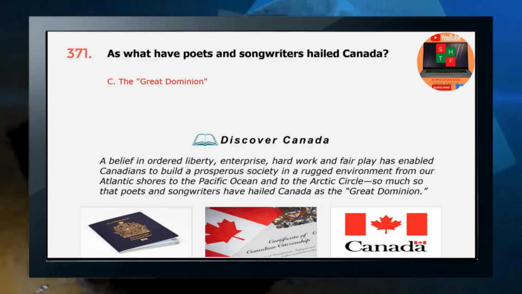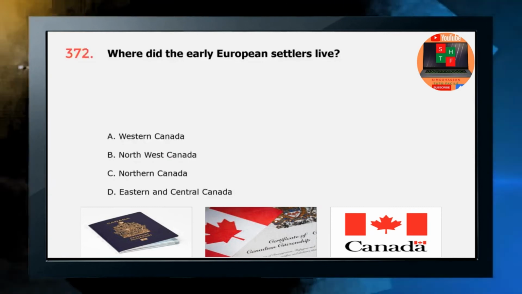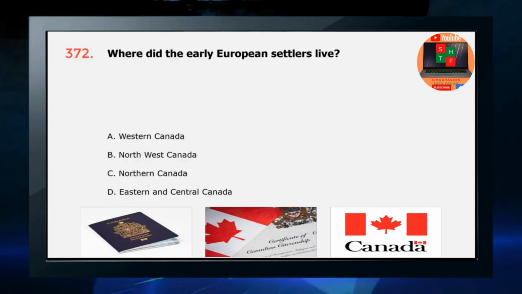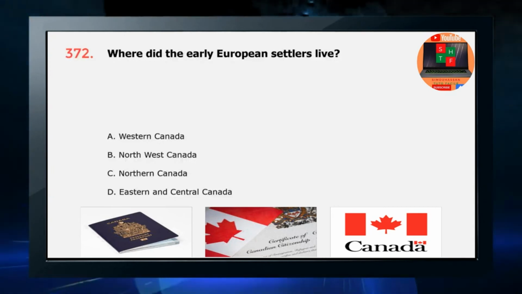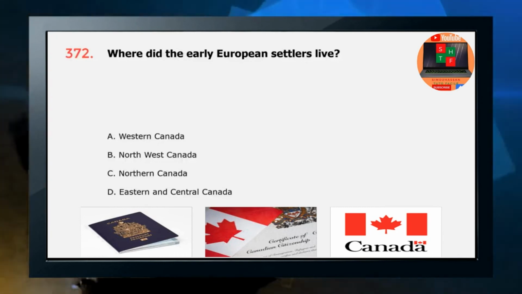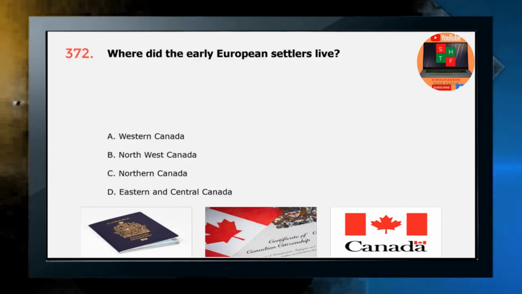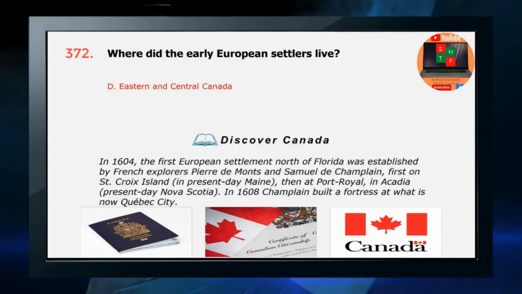Question 372. Where did the early European settlers live? A. Western Canada. B. Northwest Canada. C. Northern Canada. D. Eastern and Central Canada. The answer is D. Eastern and Central Canada.